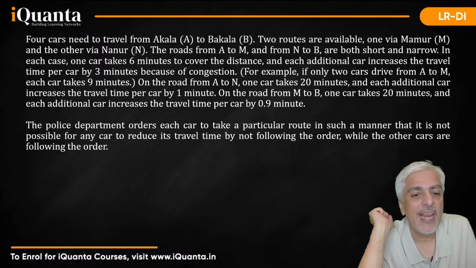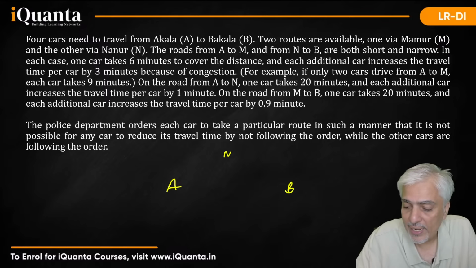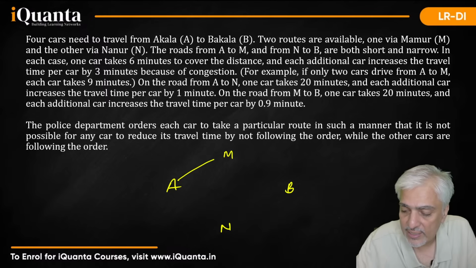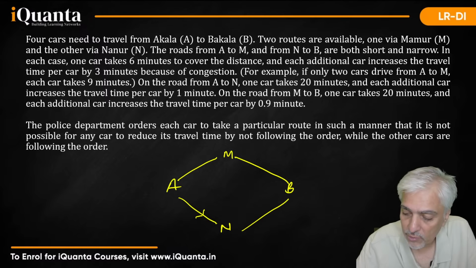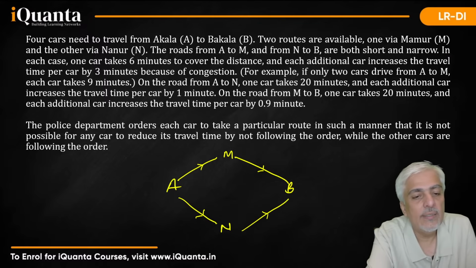4 cars need to travel from A to B. Two routes are available, one via M and the other via N. The roads from A to M and N to B are both short and narrow. So if you want to go from A to B, you can go via M or via N. One route is A to M, M to B. The other is A to N, N to B. If you want, you can put arrows also. Pay attention.